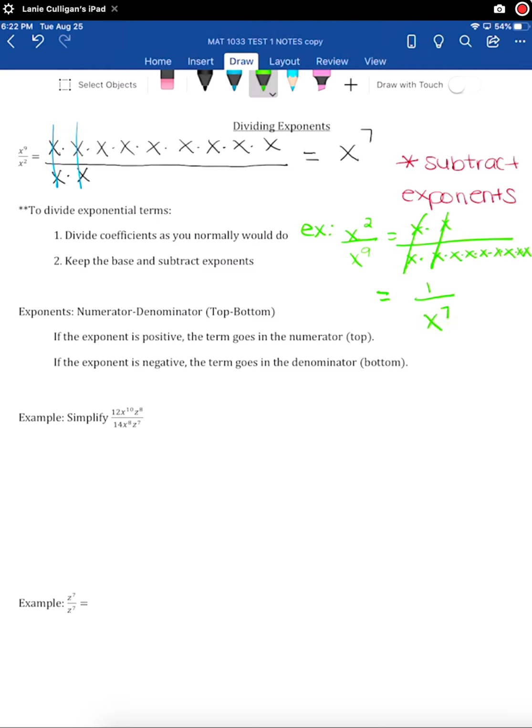So if we did our little subtraction shortcut here, we would have x to the 2nd power minus the 9th power, which would give us x to the negative 7. Because that negative 7 is there, it's telling us that those x's are going to be left over on the bottom, on the denominator. So this is what this is saying. We're still going to do top times bottom, numerator minus denominator. So in this case, 2 minus 9. If the exponent is positive, then it's going to go to the top, the numerator. If it's negative, it's going to go to the bottom, to the denominator. So keep that in mind.